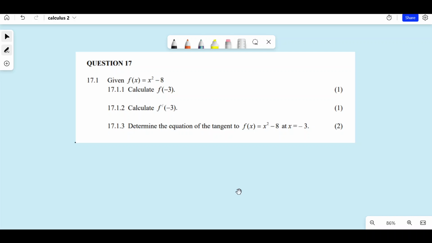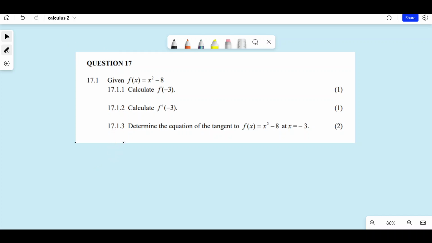In the last lesson of calculus, we learned how to sketch the graph and we also did an exam question on that. This lesson is basically based on application of calculus, but we are going to do one thing that we couldn't do in the last lesson, which is the equation of the tangent. So I found one simple question to do it quickly, then we are going to application of calculus. Here you are given that f(x) equals x squared minus 8, and your first question is to calculate f(-3).